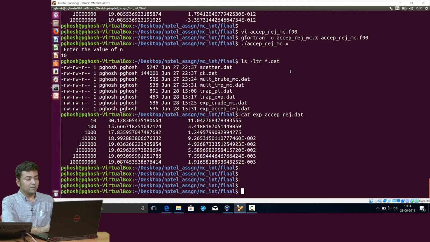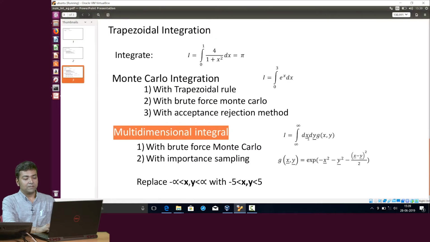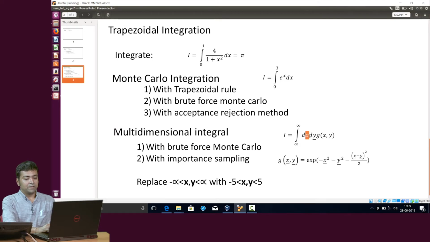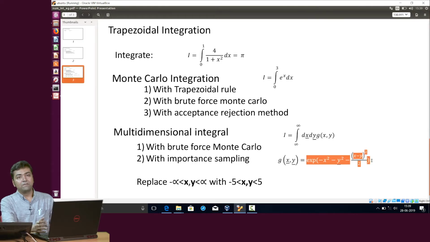Now, we will go into multidimensional integral. What we will do is evaluate this 6 dimensional integral, where x and y here are vectors. So, each of x and y has 3 components, and the total dimension of this integral is 6. We will evaluate this particular integral using two Monte Carlo methods.